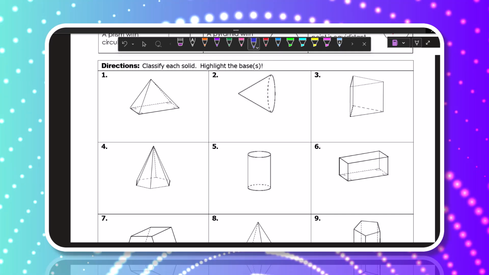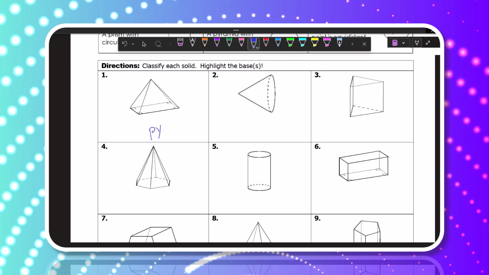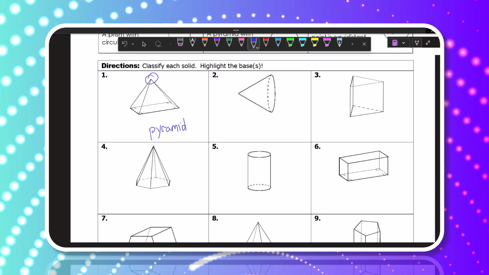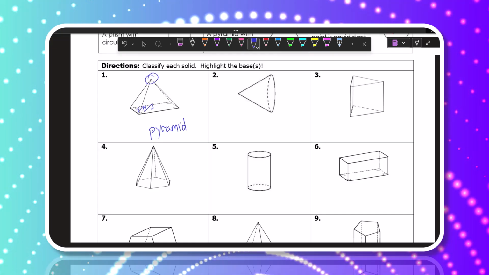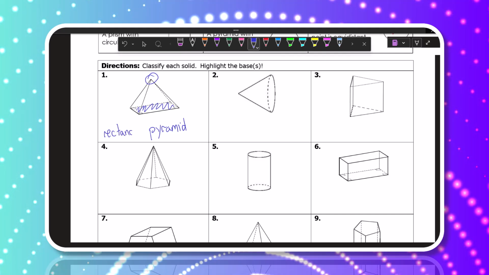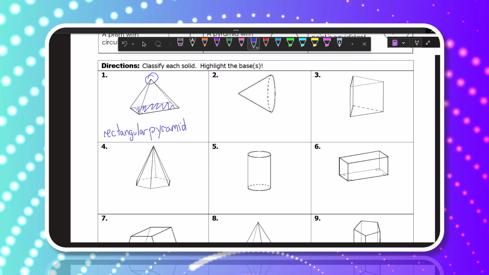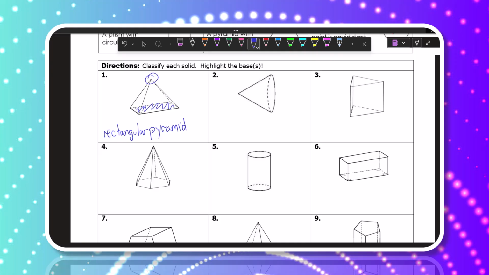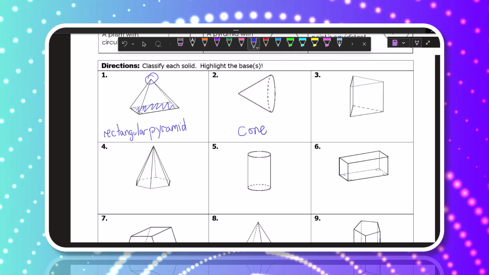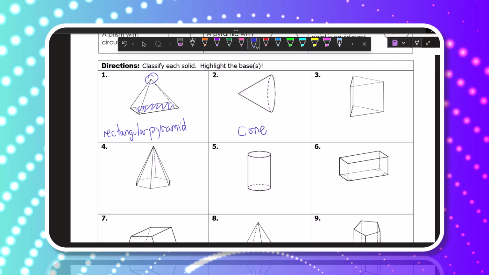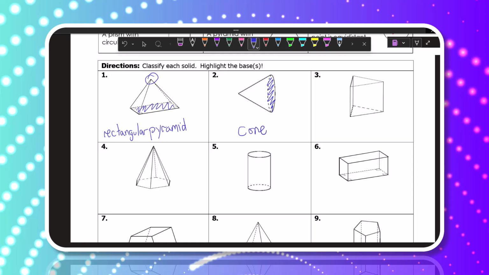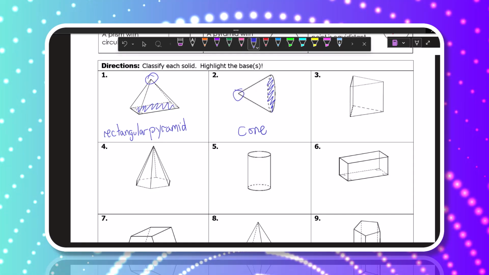So number one, obviously it's a pyramid. I hope that's obvious. Comes to a point. And the base is a rectangle. So this is a rectangular pyramid. Number two, well, that's pretty straightforward. That's a cone. Got the circular base. And then, again, the point, or it meets at a point.